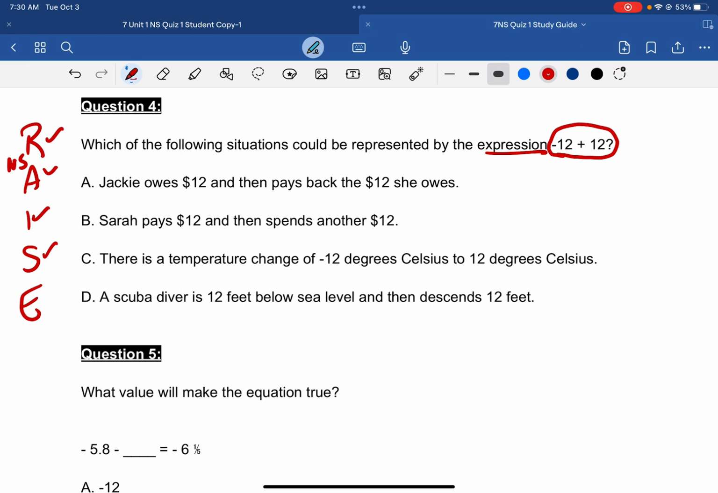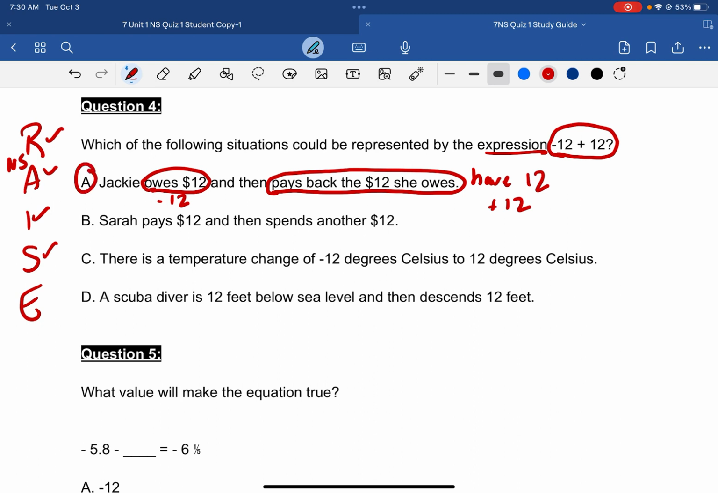So for choice A, it says Jackie owes $12. That's a negative 12. And then pays back the 12 she owes. Now this is really tricky because she's paying back the 12 that she owes. In order to pay back the 12 that she owes, she has to have 12. And if she has $12, that is a positive 12. So believe it or not, the answer is actually choice A.